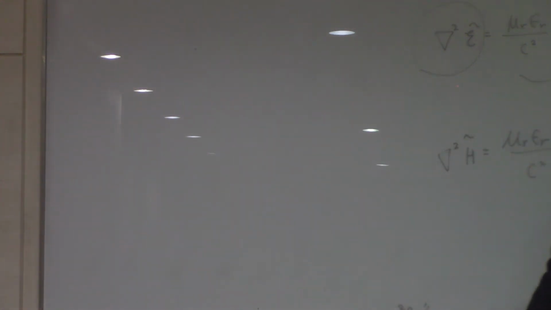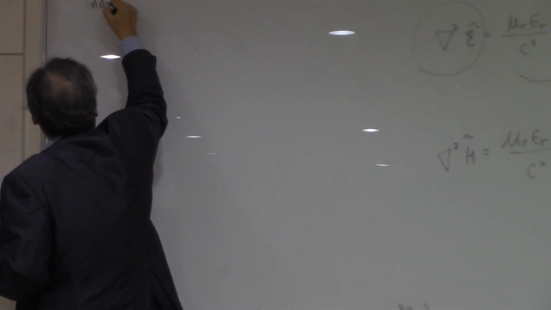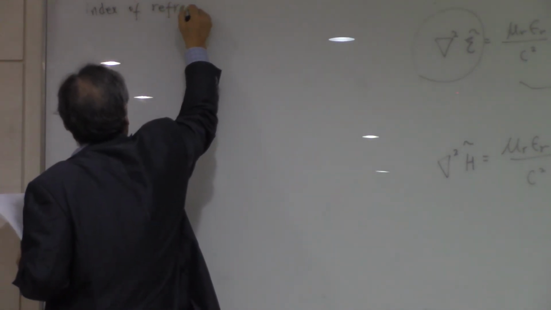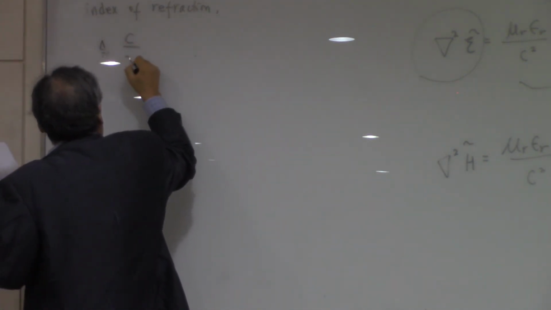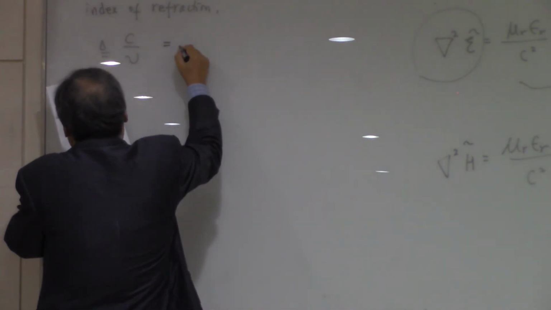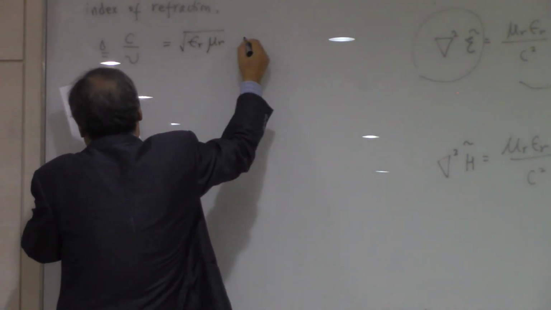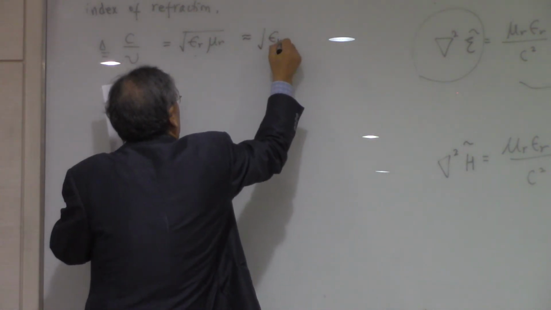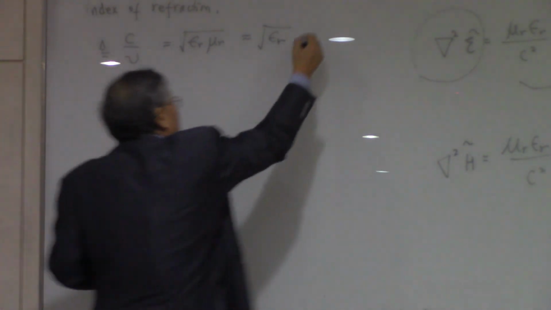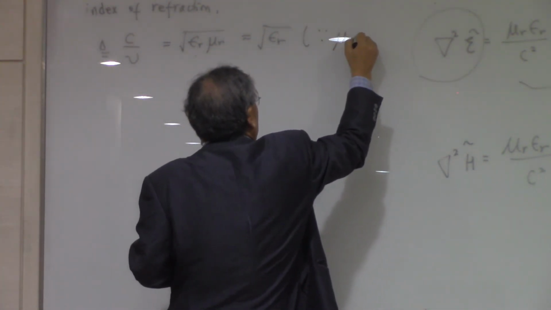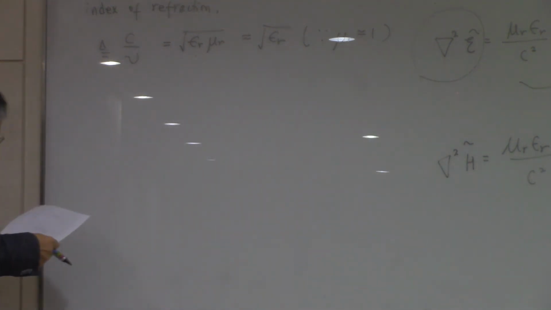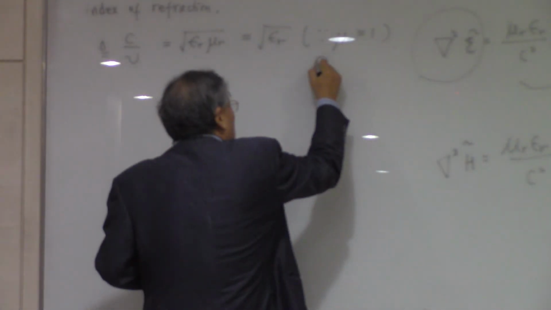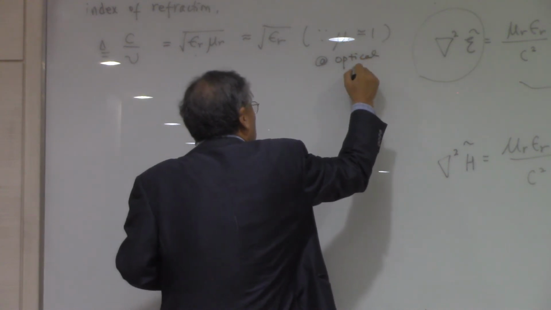Index of refraction. By definition, that is the velocity ratio in the medium, and then that is going to be the square root of E r mu r, and that is going to be the dielectric constant because permeability is 1 in most of the materials at optical range, optical frequencies.